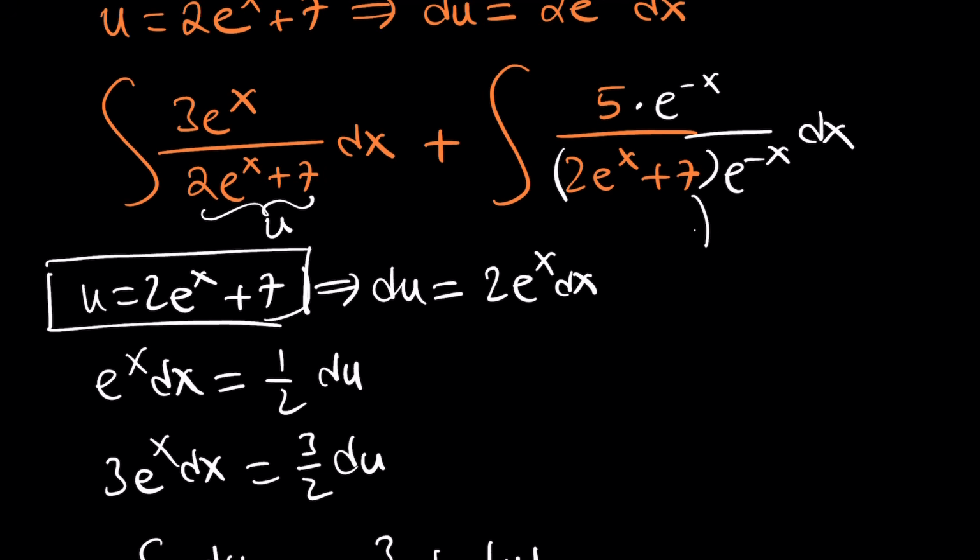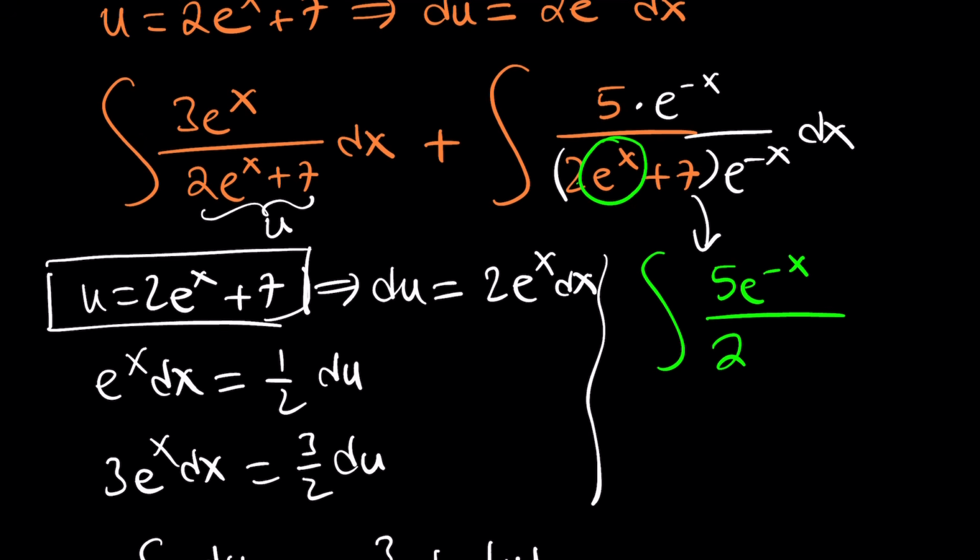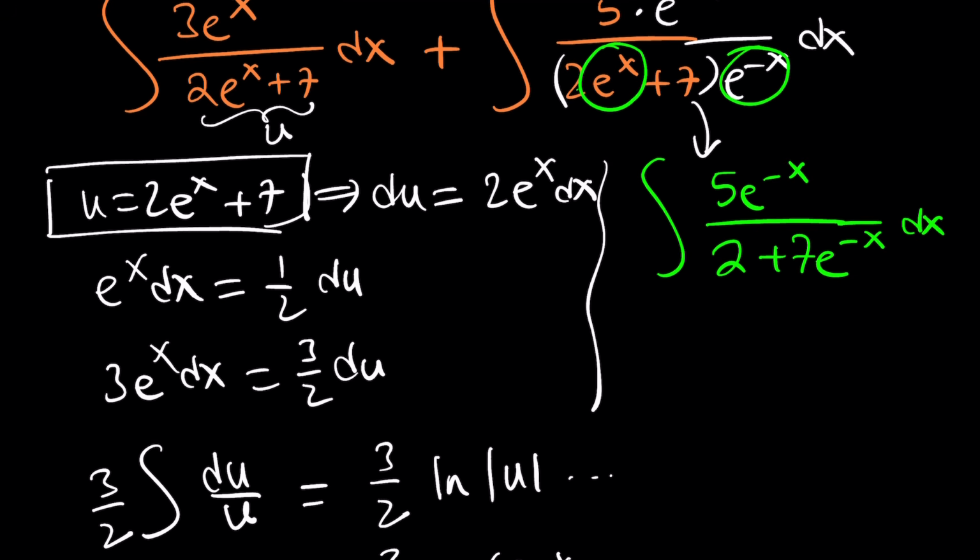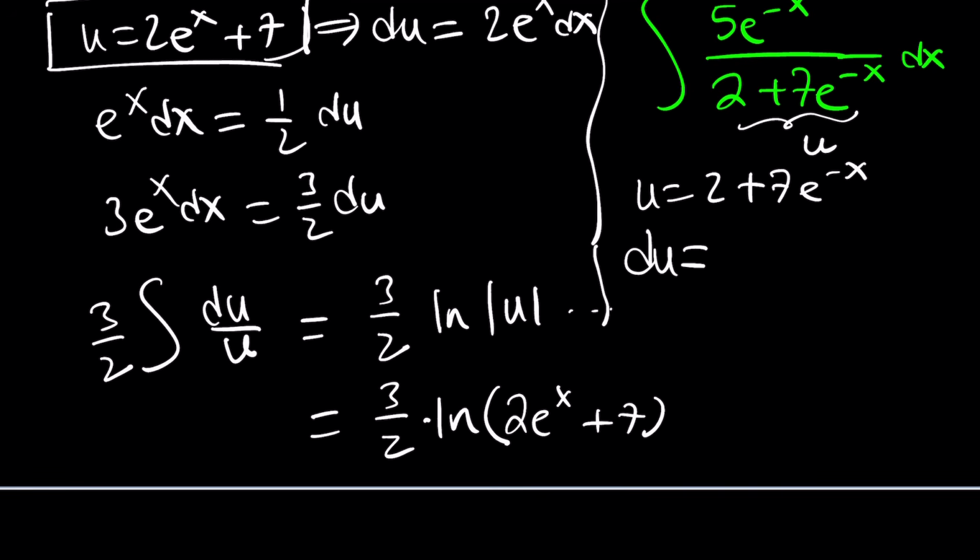And now we're going to go ahead and do this here. For this one, first of all, we have to distribute. Let's do the distribution. This is going to be 2. When you multiply these, it's going to give you 1 because it's e to the power 0. And this will be e to the power negative x dx. Now, we kind of use the u sub again, but forget about the previous u. This is a new u, okay? Now, u is equal to 2 plus 7e to the negative x. And du would be, okay, if you differentiate this, you're going to get negative 7e to the negative x dx because of the chain rule.